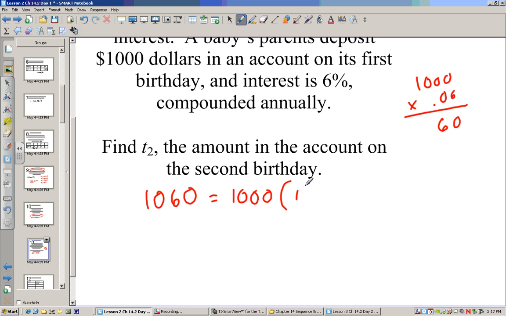Now, to save a little time, I can take 1,000. If I multiply it by 1, I get 1,000, which is my principal. And if I multiply it by 0.06, I'm multiplying that by the interest. If I combine these, I can just do 1,000 times 1.06, and this is the same thing as 1,060, and that means I'm increasing by 6%.